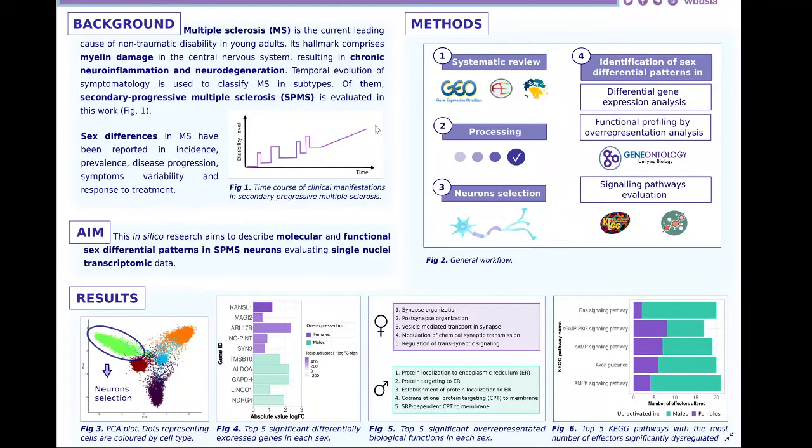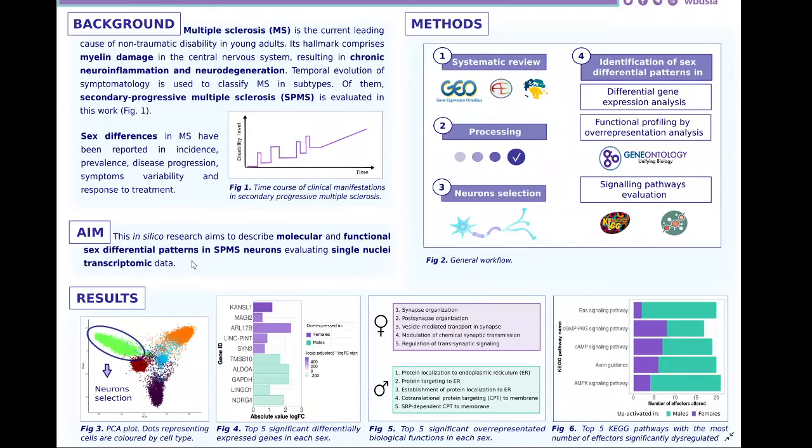In this subtype, as in the rest of them, we found sex differences in several clinical and epidemiological features. However, the molecular mechanisms underneath those differences are poorly understood. So to this end, this in silico research aims to describe molecular and functional sex differential patterns in secondary progressive multiple sclerosis, addressing the investigation of the neuron cell type, evaluating single nuclei transcriptomic data.